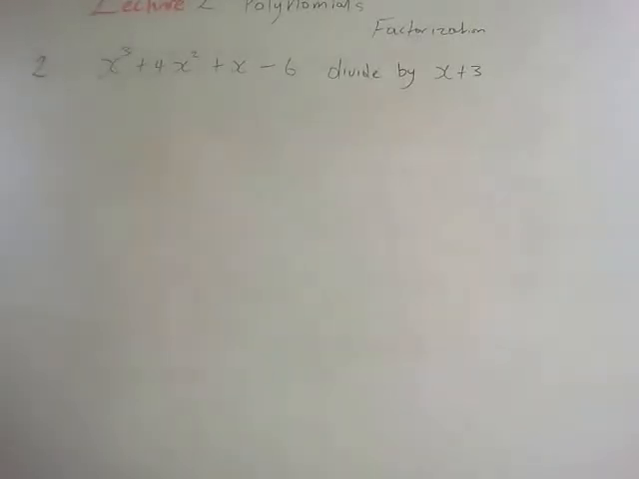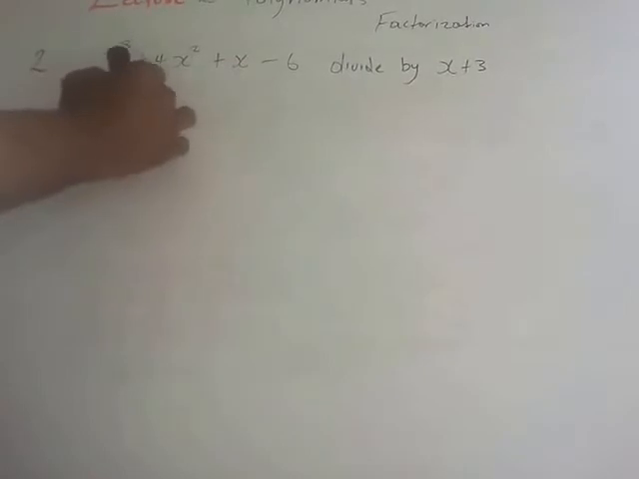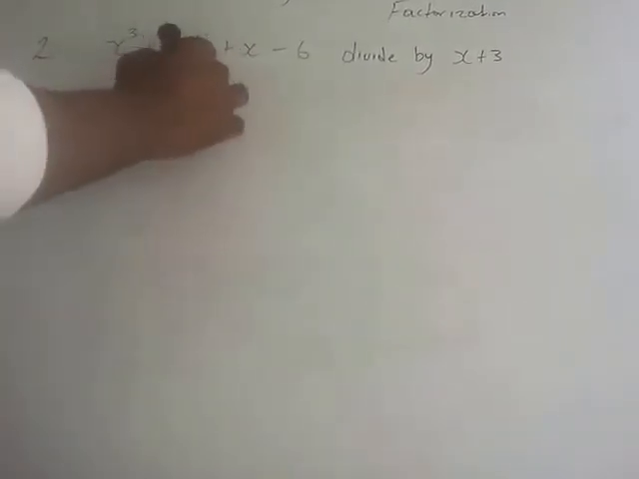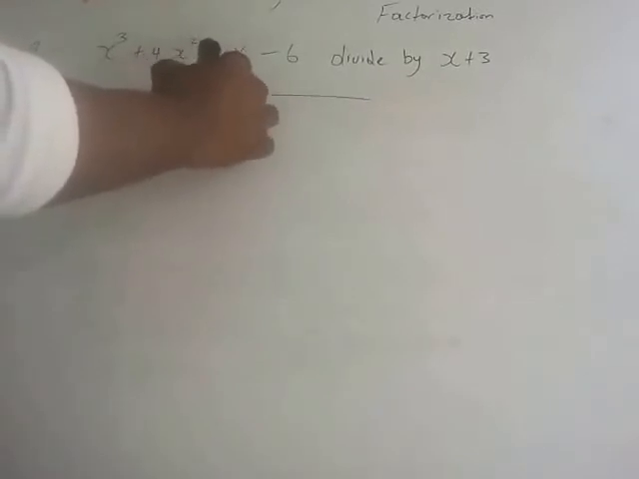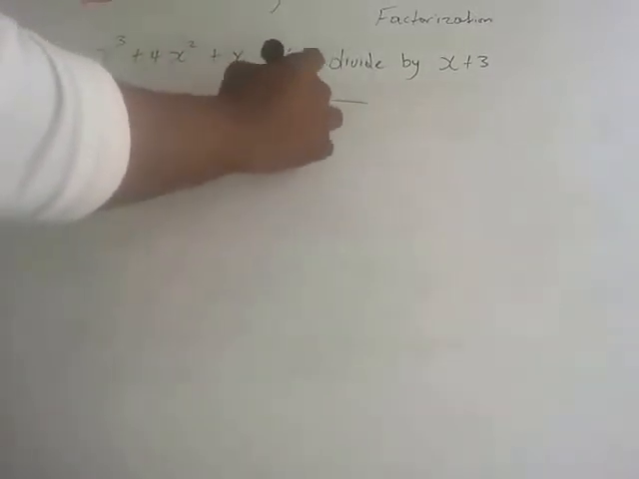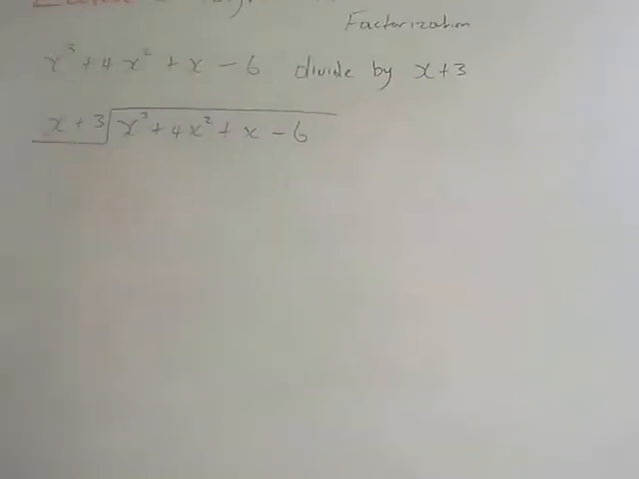Now on the board, question 2: x cubed plus 4x squared plus x minus 6, divided by x plus 3. Now we're going to use long division again to find the factor of this cubic polynomial. So let us write x plus 3, then x cubed plus 4x squared plus x minus 6.